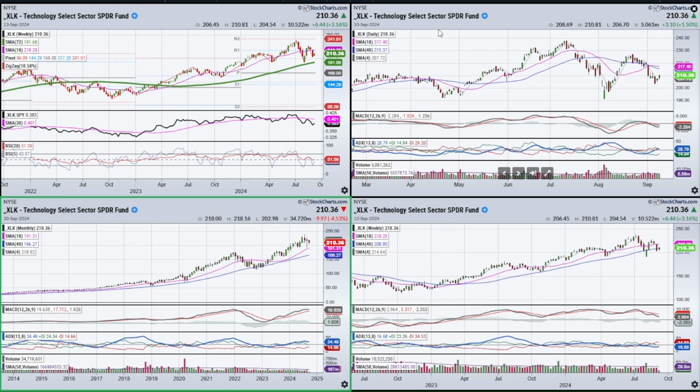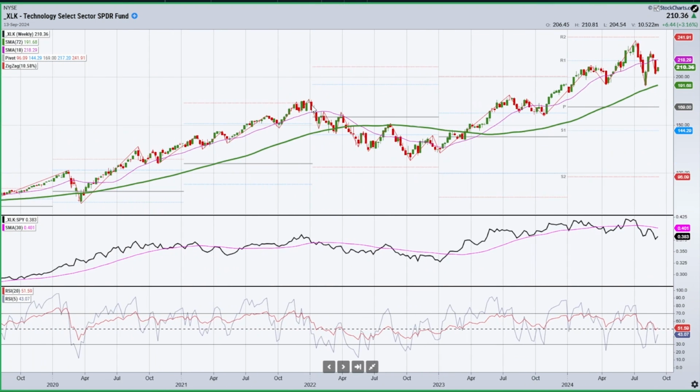All right. So what I want to do is start with the XLK. I want to just focus in on a few things. Now, I've got all four charts up, but I do want to focus in on this one chart up here. And you can see what's taking place on a relative basis for the XLK. I have been talking about this for quite some time, really been developing over the course of the last 3, 4, 5 months. Notice what's been taking place.